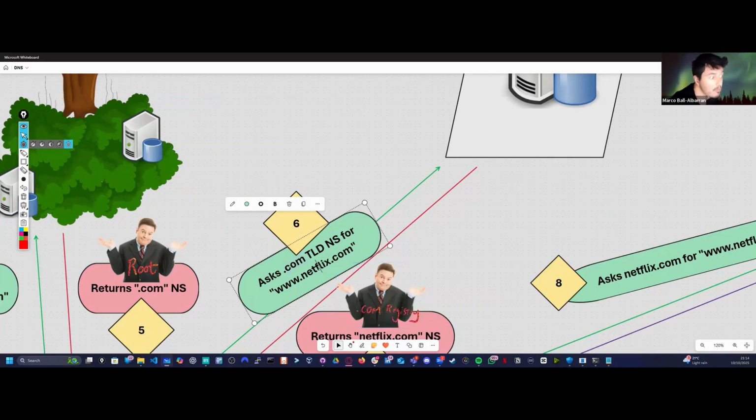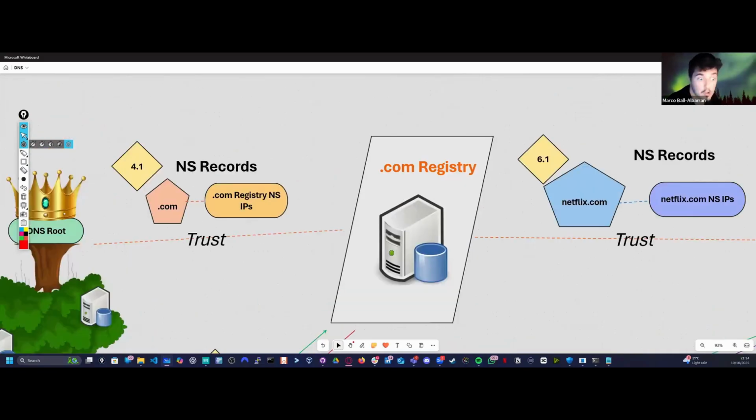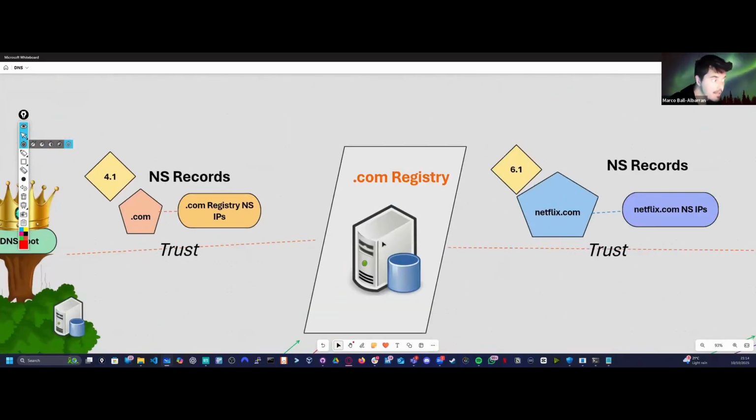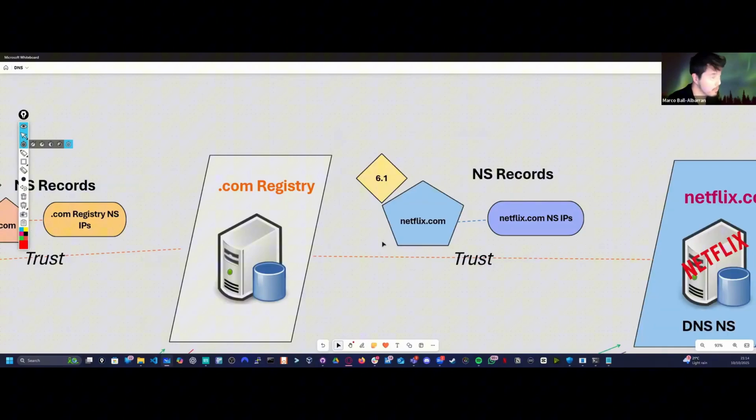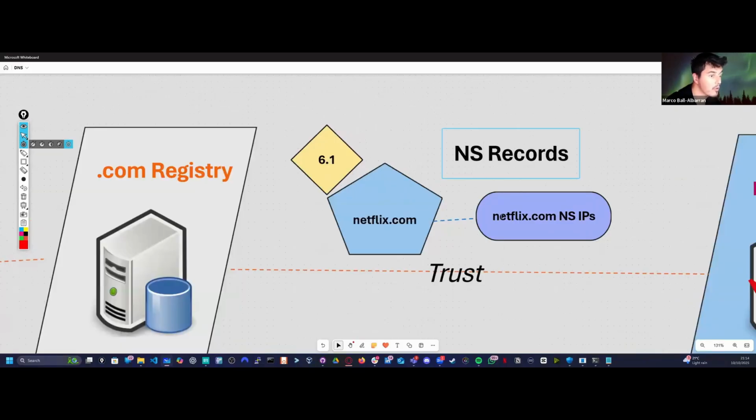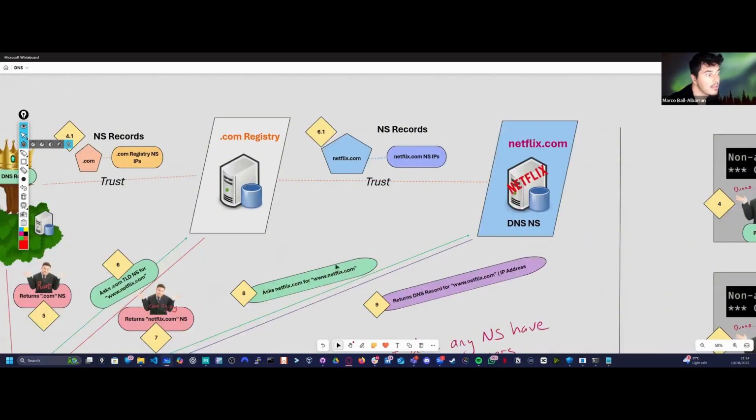Assuming that the Netflix.com domain has been registered, the .com TLD should contain entries for Netflix.com, so we'll go and check. This is how VeriSign delegates control of the Netflix.com domain when it is registered with them. The .com name servers can't give the resolver the answer it needs, but they can help it move one step closer. The details of the Netflix.com name servers, these NS records, are returned.